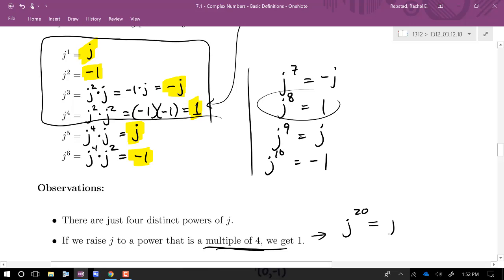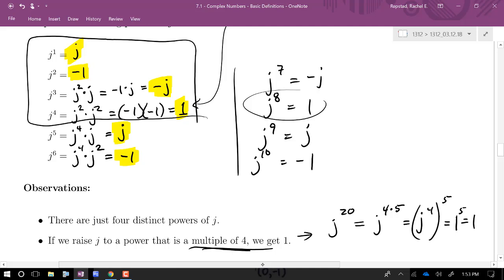20 is 4 times 5. The fact that it's a multiple of 4 seems to be important the way this fact is worded. So I'm going to write it as 4 times 5. And multiplying exponents means we're raising to a power, like a power to a power here. J to the 4th is 1, and 1 to the 5th is 1. So here's an illustration of why if I raise j to a power that's a multiple of 4, we just get 1. You can always use the rules of exponents and write this out as a power. If this exponent's a multiple of 4, that means that j to the 20th is a power of j to the 4th, which means it's just 1 raised to some power.